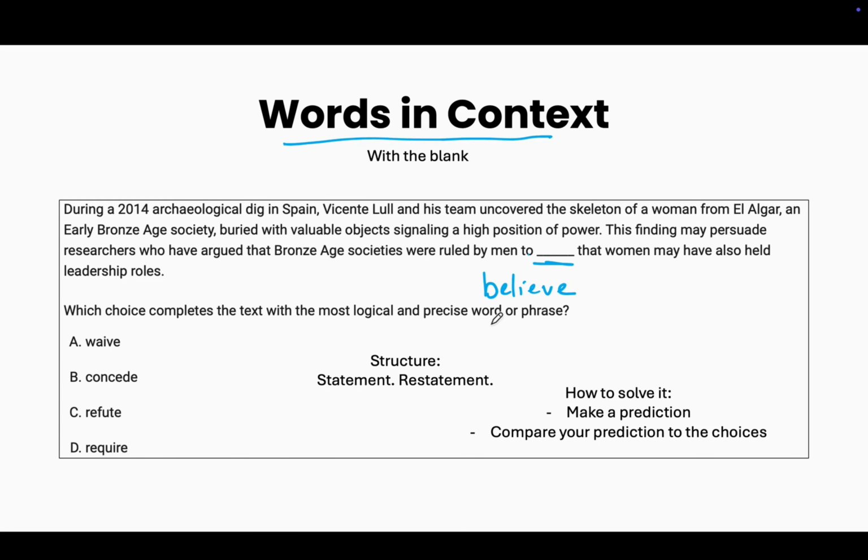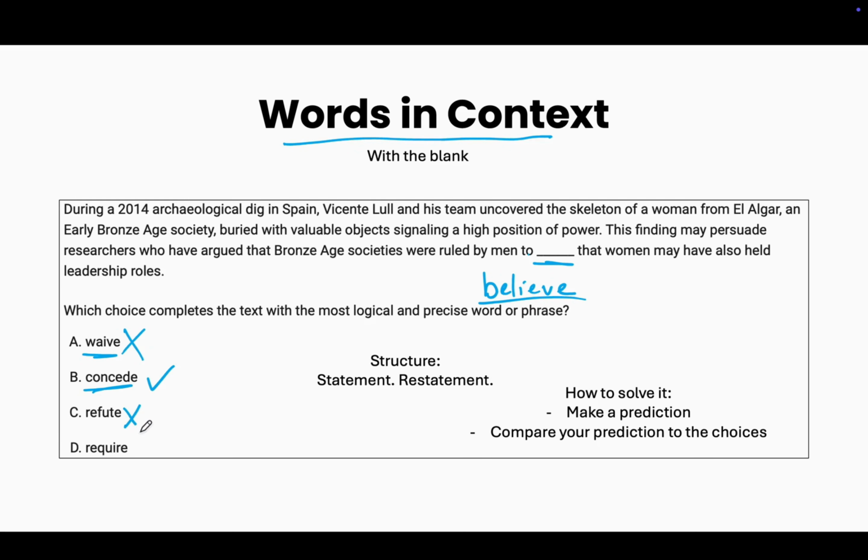So that's our prediction, which is to admit or to believe. Now let's check the choices. To waive means to refrain from insisting, so this does not fit. Concede means to believe after denying. Perfect, because it means to now believe or to now admit.